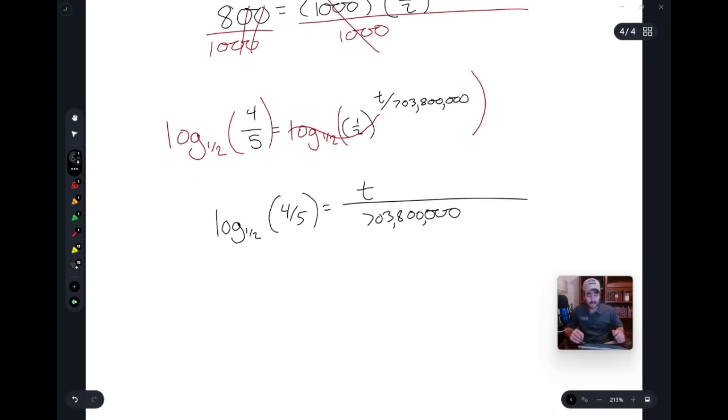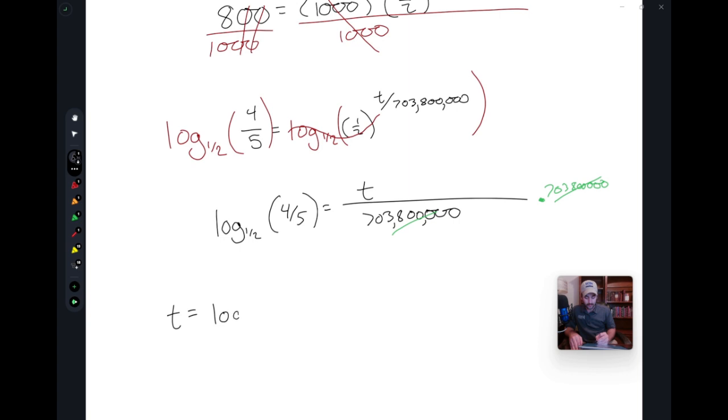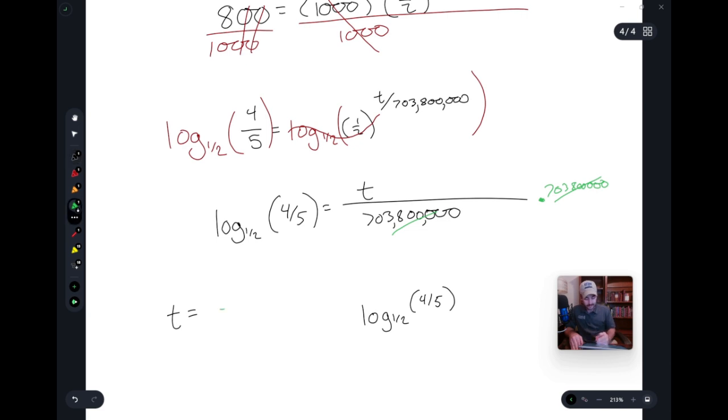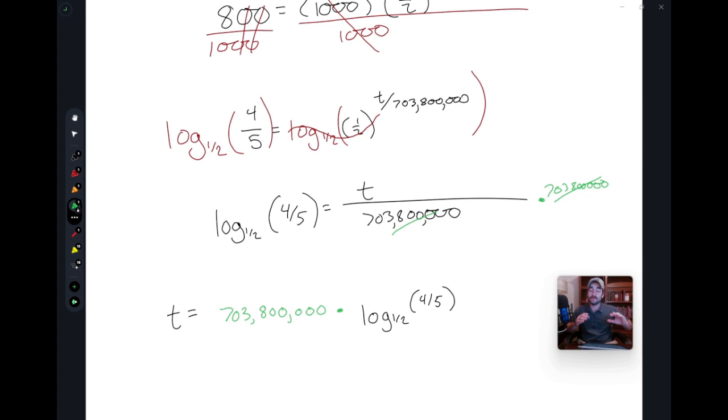Last thing we need to get t by itself is just to multiply that long term over. So we're going to multiply by 703,800,000, cancel them out, and we'll be left with t equals the log with a base of 1/2 of 4 over 5, multiplied by, so I'll put that out front, multiplied by 703,800,000 times the log.